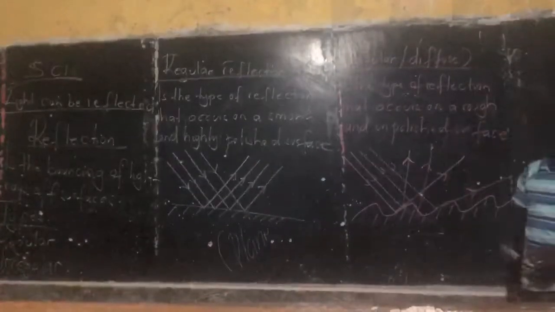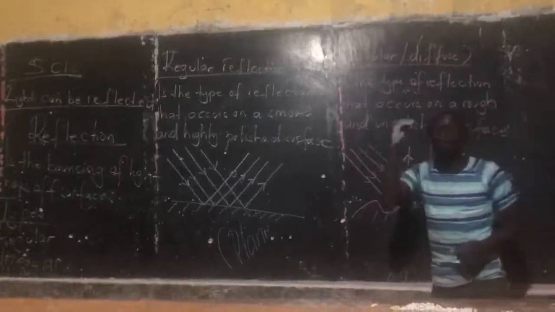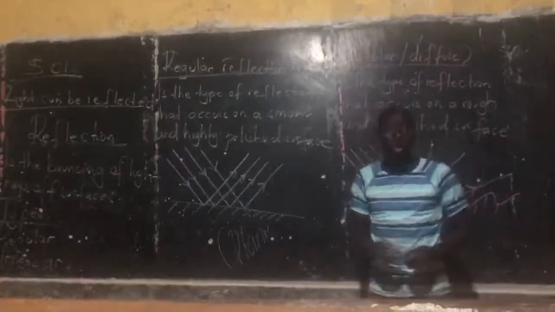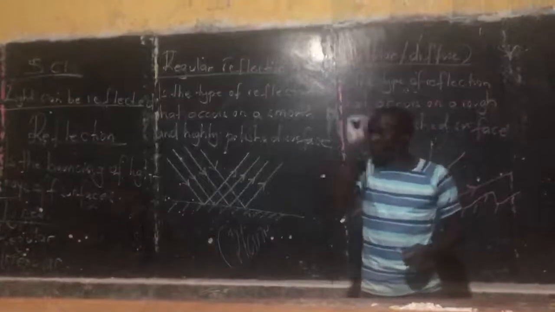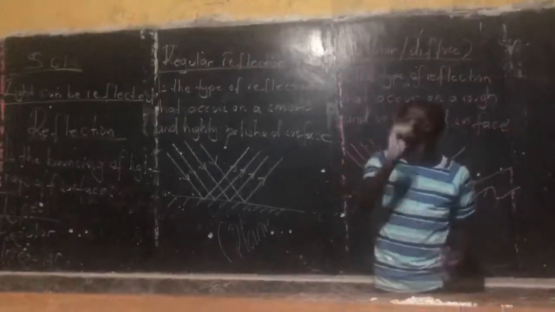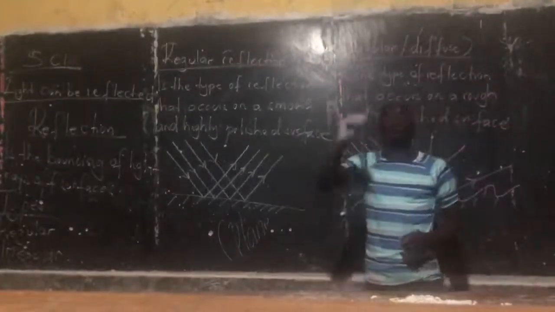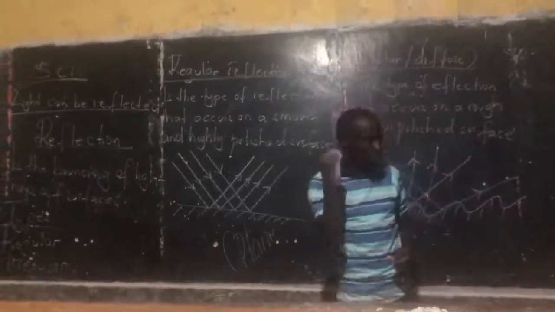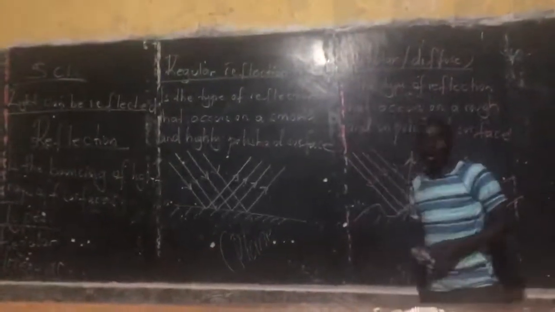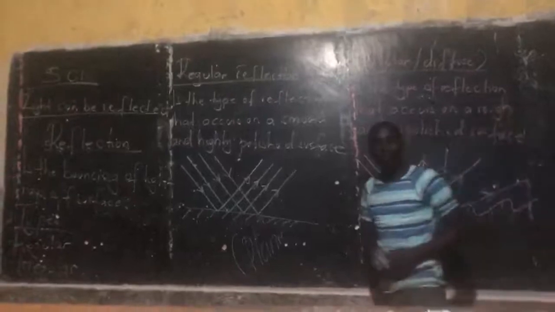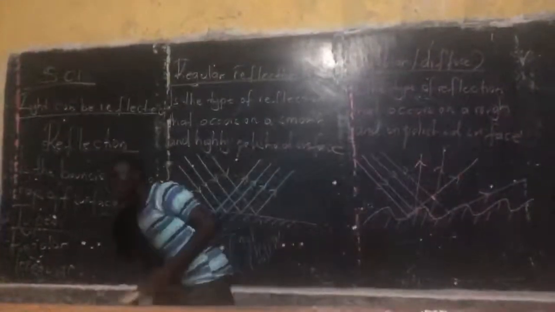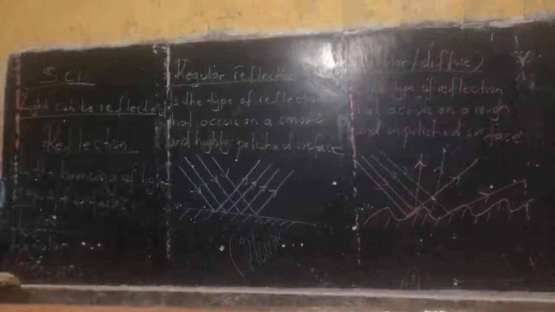So those are the types of reflection. Reflection is the bouncing off of light rays from surfaces. We have two types: the regular reflection and the irregular reflection. Regular reflection occurs on a smooth and highly polished surface, but diffuse reflection occurs on a rough and unpolished surface. So from there, let's look at the laws.